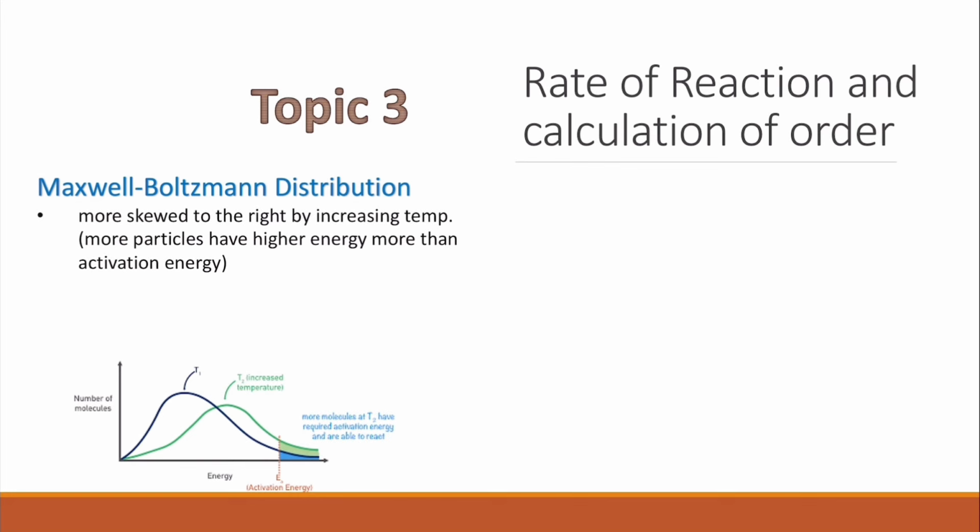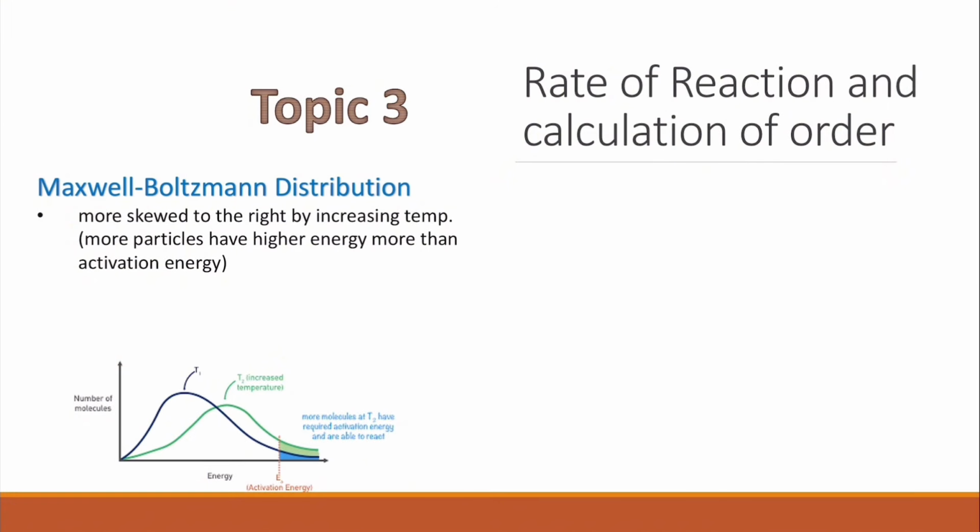And then if we have 2 temperatures, then the curve will be more skewed to the right for the increased temperature, like the green one here. This is because more particles will have higher energy, more than the activation energy. This is why an increase in temperature will increase the rate of the reaction.